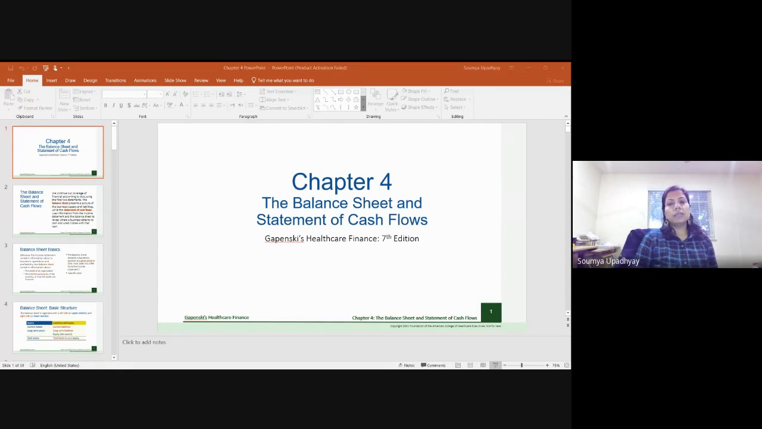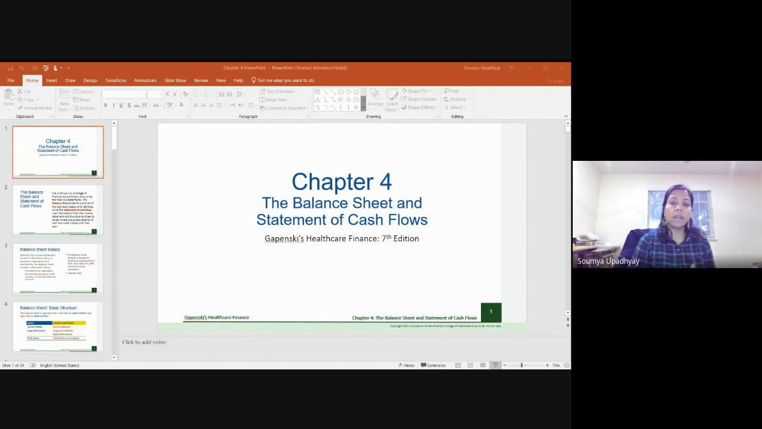The balance sheet is basically a financial statement that presents a picture of what the business's assets are, right? So, what they possess, and liabilities. So, what are their obligations, and also the equity, right? So, the balance sheet is a comprehensive picture of all of these three components: the assets, the liabilities, and the equity.